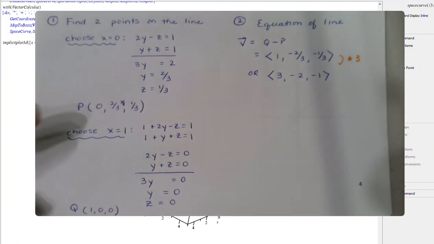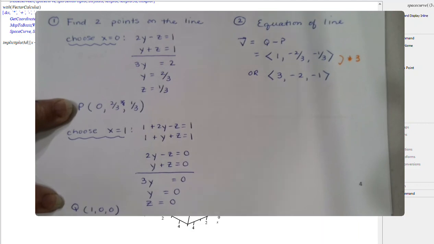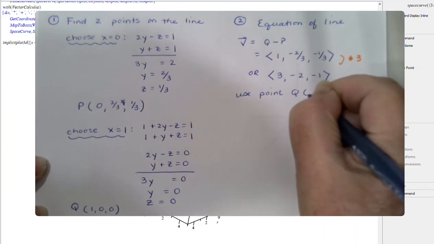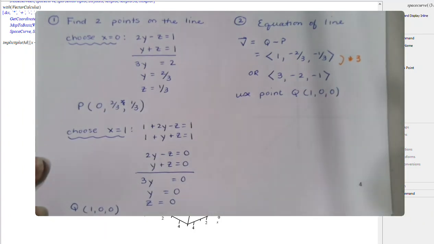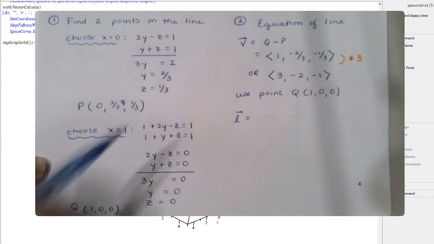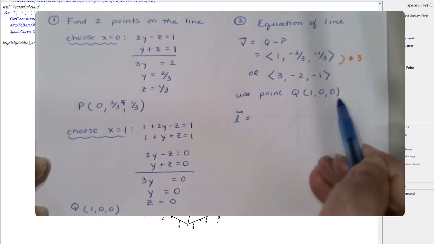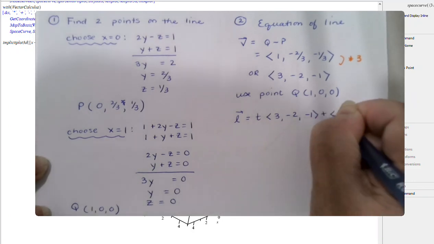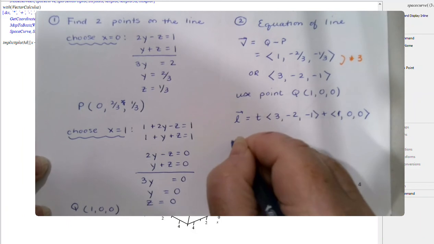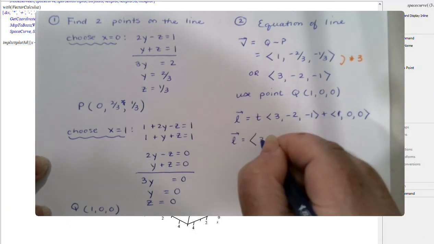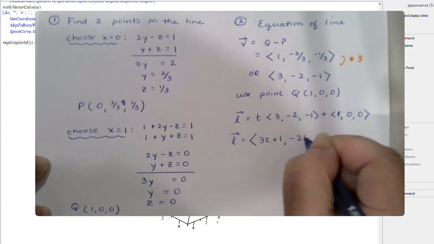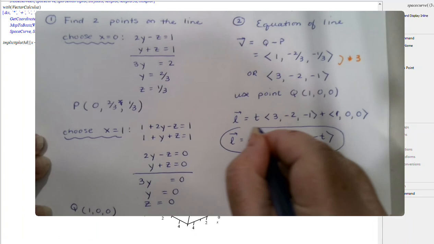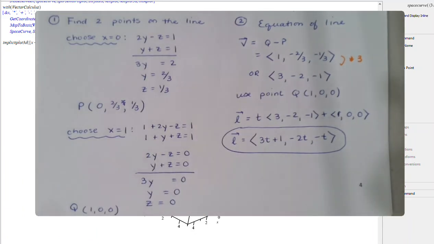I also have a choice between my 2 points, which one I'm going to use as my point for the line. I'm going to choose the one without the fractions, Q, which was 1, 0, 0. And then remember your line vector is t times the direction vector plus the point written as a vector. So my line could be written as 3t plus 1, negative 2t plus 0, and negative 1t plus 0. So that line should be the line of intersection between the 2 planes.